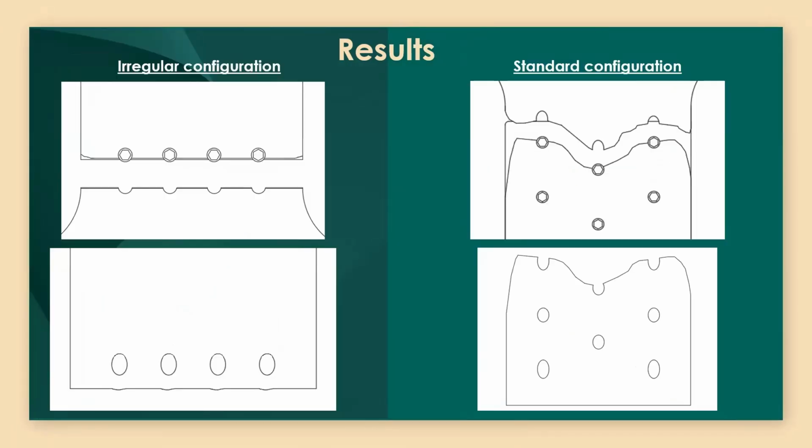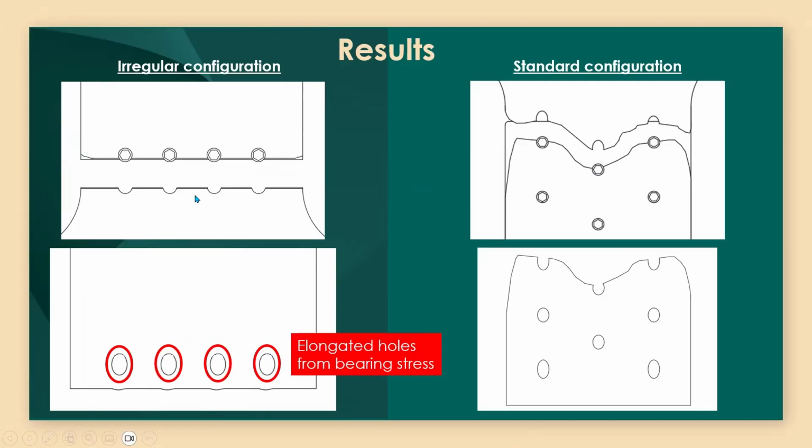These figures represent the failure planes in more detail. On the left side for our irregular configuration, we actually had a fracture failure instead of a tear out failure. We deduced that if we had used less bolts, we probably could have gotten that tear out failure because there would have been more force per bolt. Once we removed the washers and bolts, we actually observed that the bolt holes had been elongated, likely as a result from the bearing stress.